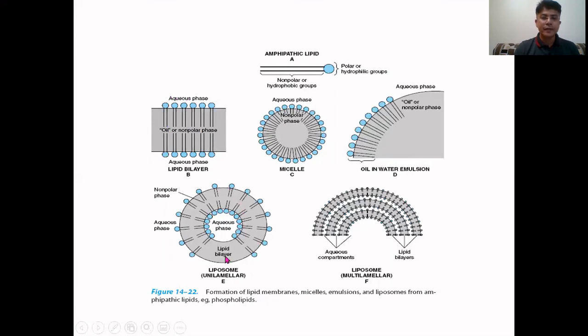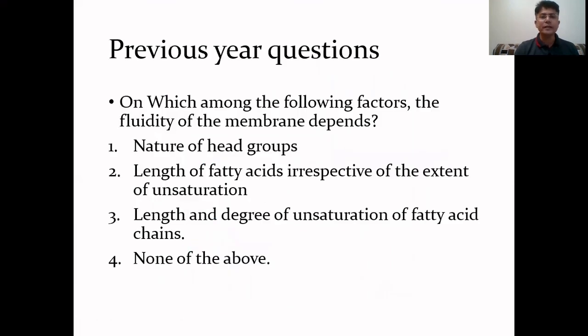And the liposome structure may also be formed, where on the inner side the aqueous phase is surrounded by the polar heads, and outside the liposome the aqueous phase is there, which the polar heads face. So this is the liposome structure which can be formed upon the use of an ultrasonicator. Ultrasonication can result in cavitation, resulting in the formation of liposomes, and these liposome structures can be used for the transfer of drugs and so on. So let's have a look at the questions.